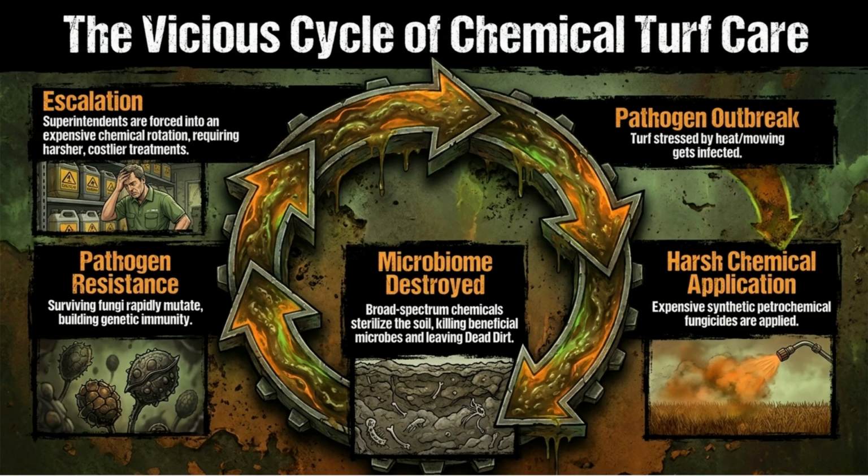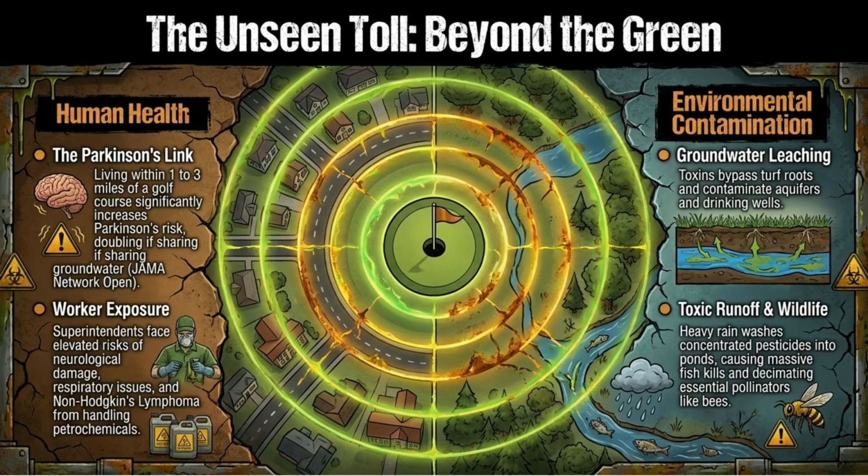The vicious cycle of chemical turf care involves broad-spectrum chemicals destroying the soil microbiome, leading to pathogen outbreaks and resistance, forcing superintendents into an expensive chemical rotation. The unseen toll of chemical use extends beyond the green. It includes risks to human health, like an increased Parkinson's risk, and environmental contamination through groundwater leaching and toxic runoff.